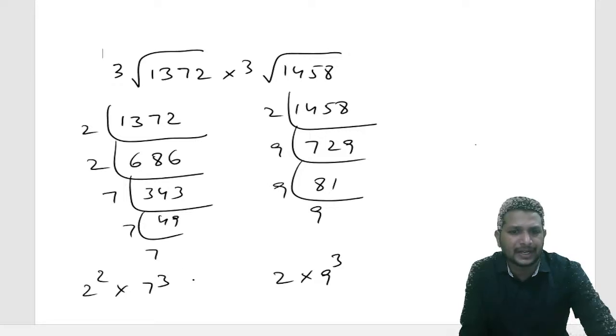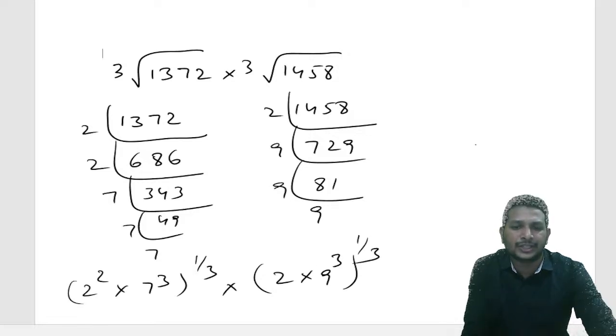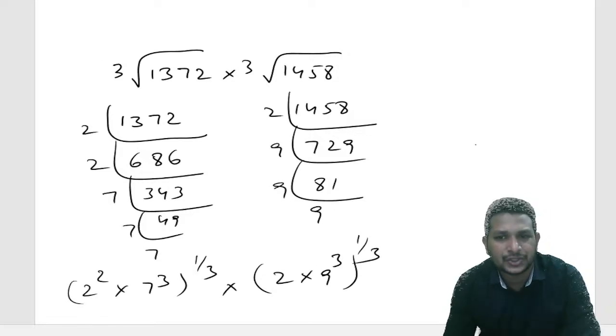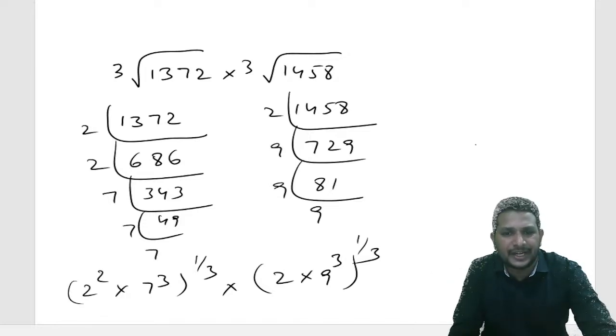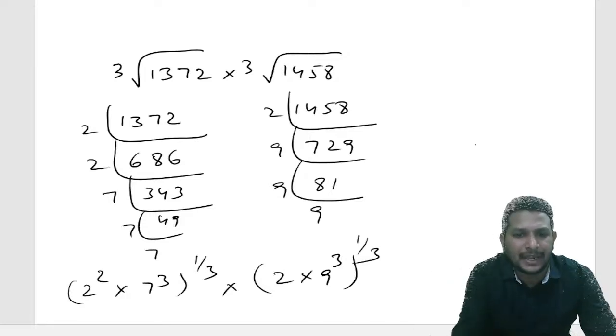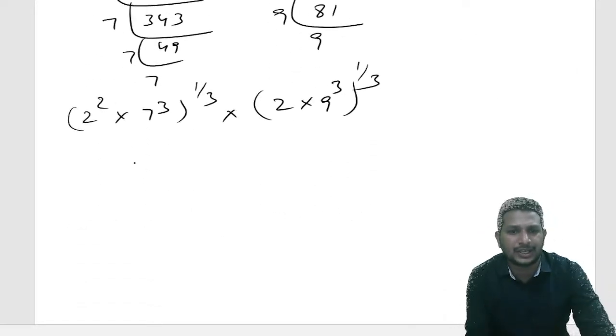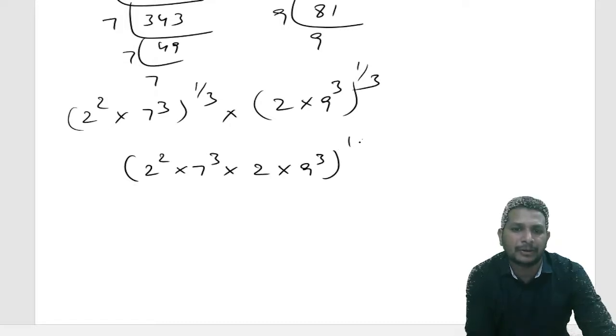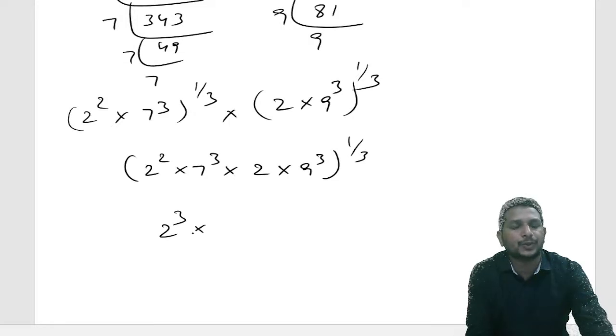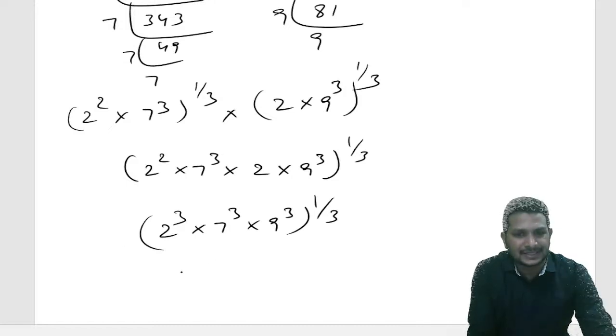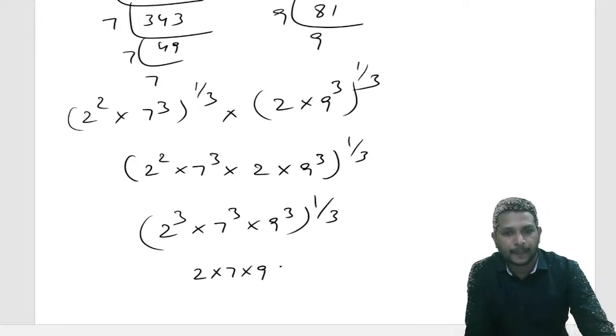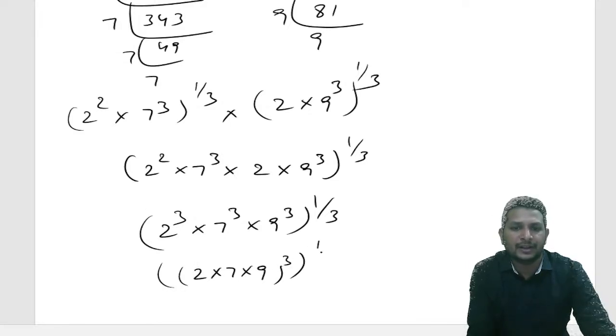They're asking for the cube root. Cube root means power 1 by 3, power 1 by 3. Both are being multiplied here, so I need to combine both of them. While combining, I can write them both in a single bracket: 2 square into 7 cube into 2 into 9 cube, whole power 1 by 3. So 2 cube into 7 cube into 9 cube. All are having the power 3, so the powers will be cancelled. So we can write it as 2 into 7 into 9, because power 3, power 1 by 3.